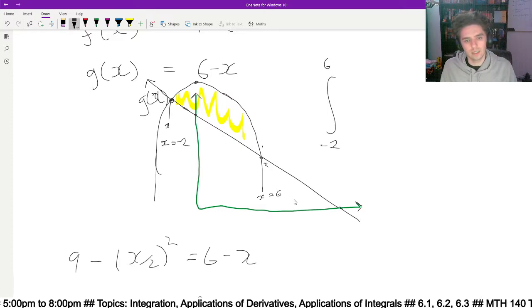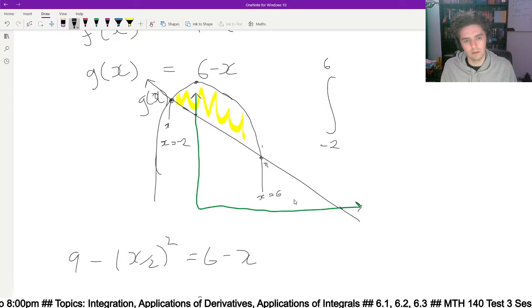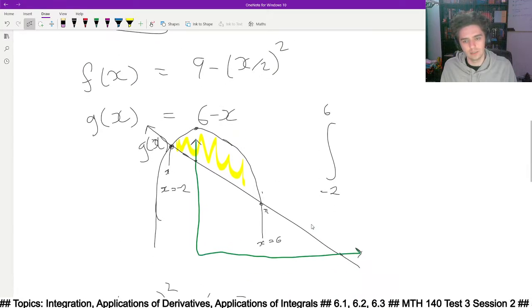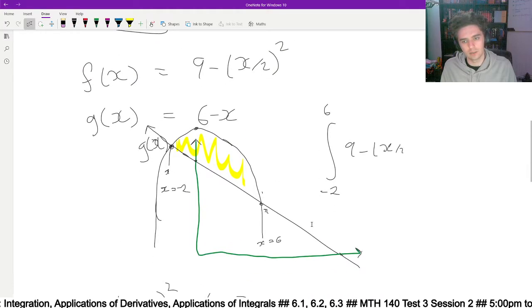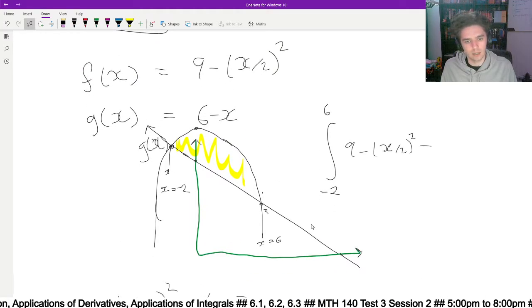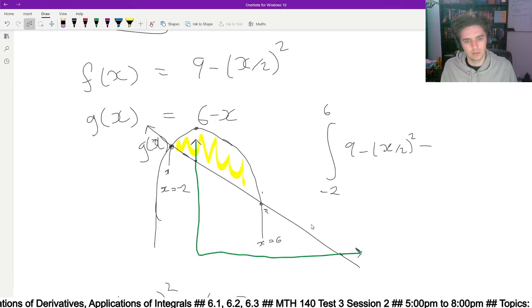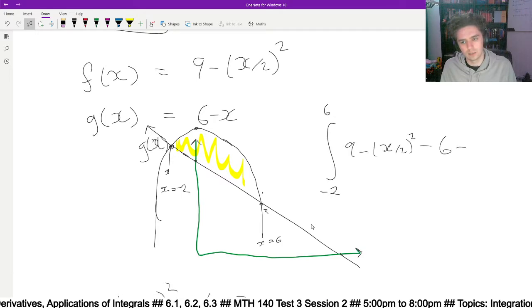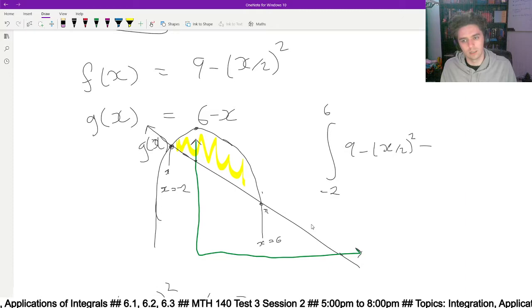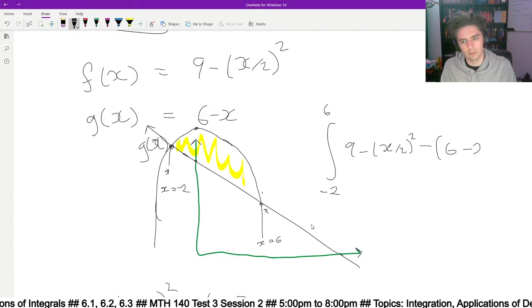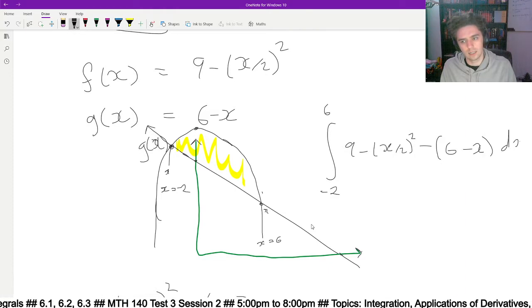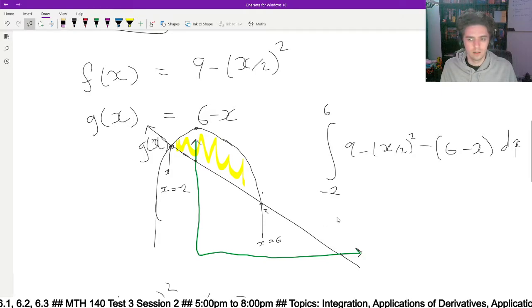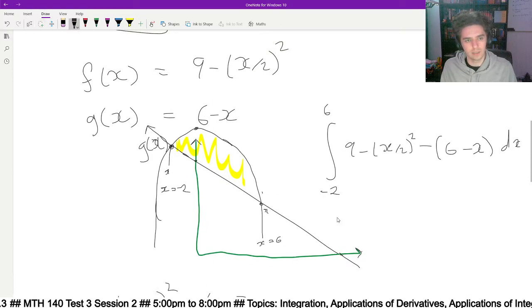And we just take the integral of the upper function. Now the upper function is 9 minus (x over 2) squared. And we subtract off the integral of the bottom function, which is 6 minus x. So 6 plus x. Well, I'll be more clear. Minus 6, dx. Right, so we set up an integral. Now it's just an integral problem.